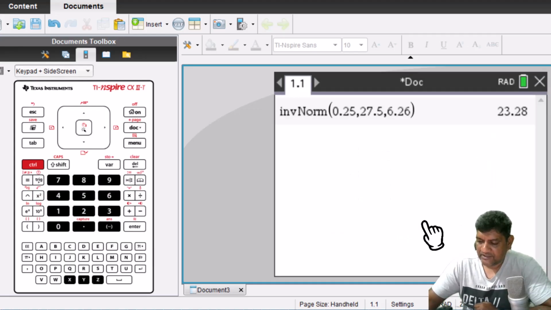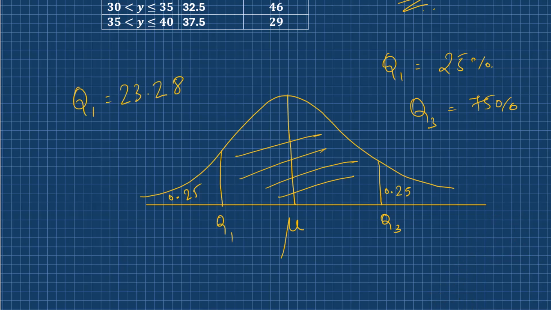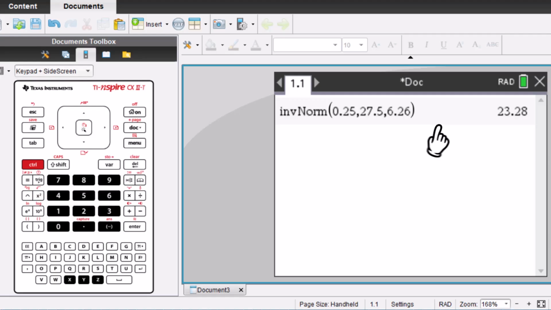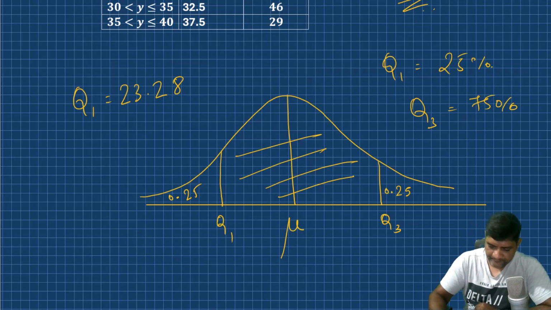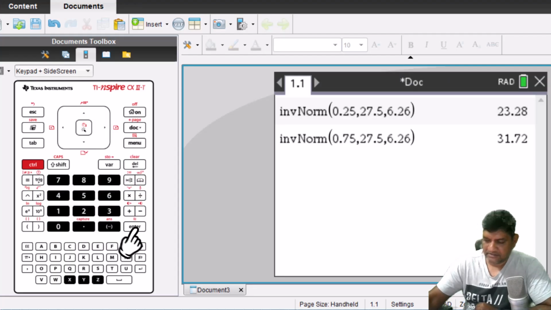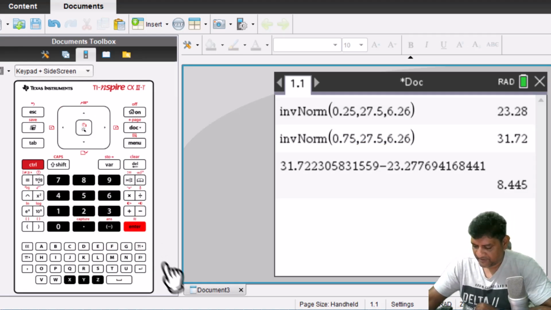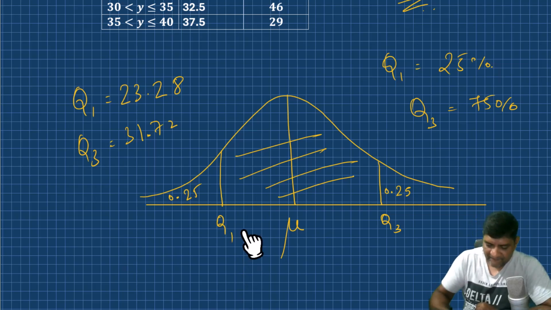Click on OK, and then you get 23.28. This is quartile 1. That's your quartile 3. All you now need to do is to subtract them. So let's go back to TI and choose that minus that, and 8.445. So the answer for the interquartile range is 8.4, which is correct to two significant figures.